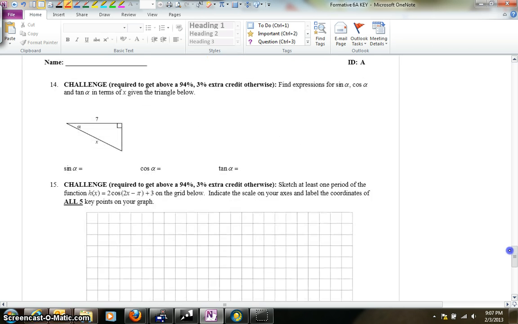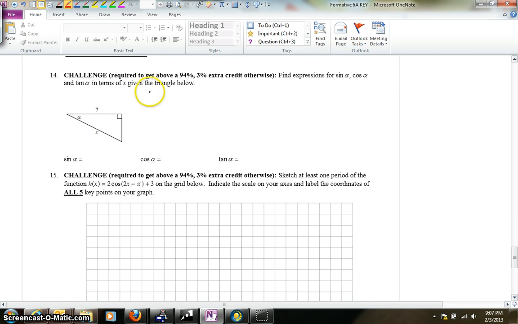I'll go ahead and go into the challenge here, just so that those of you who want to try it can have an opportunity. We wanted to find the expressions for sine, cosine, and tangent, and so sine is opposite over hypotenuse. Well, there is no opposite side right now. The hypotenuse is x, so this will be over x.